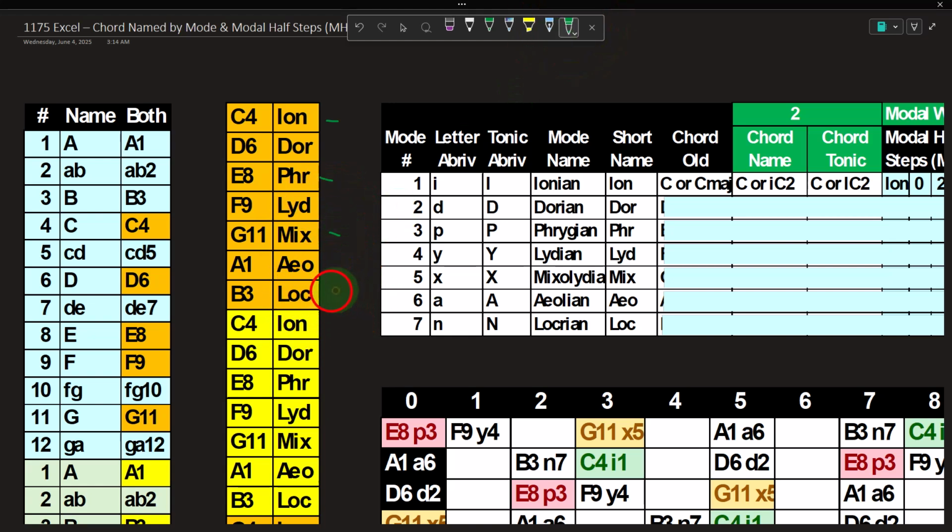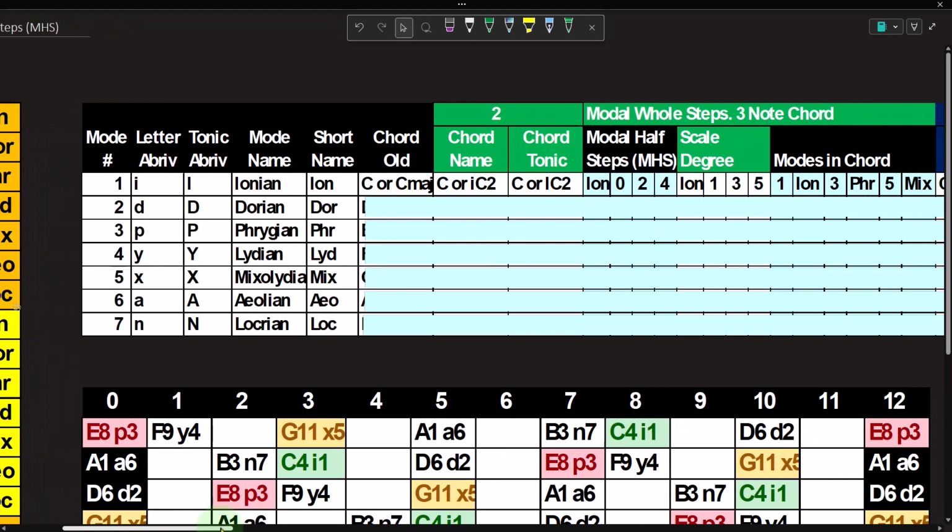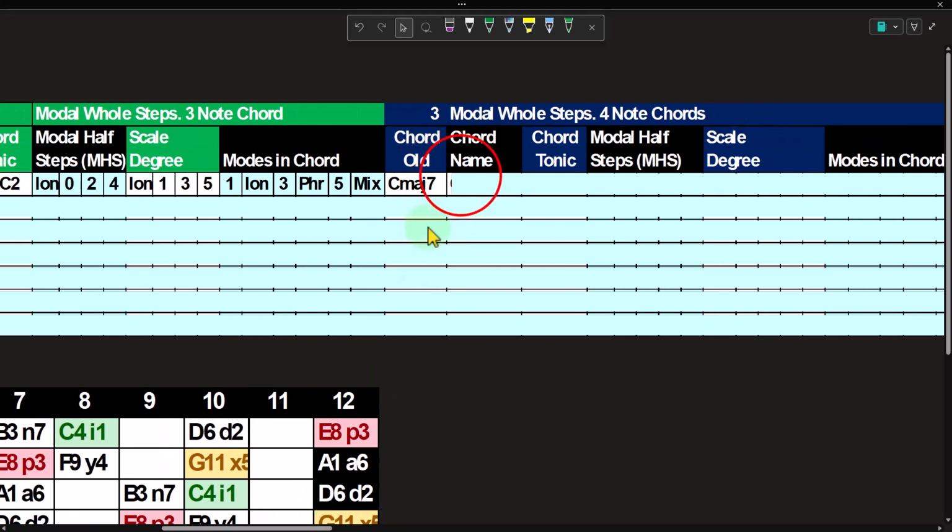A Mixolydian, and then a Locrian. So that would be the 1, that would be the 3, and then the 5, and then the 7. The 7 is the last one in a scale degree type of system. Now, I think it would be simpler to say, hey, look, we're just doing a C3 chord, or an Ionian, an IC3 chord.